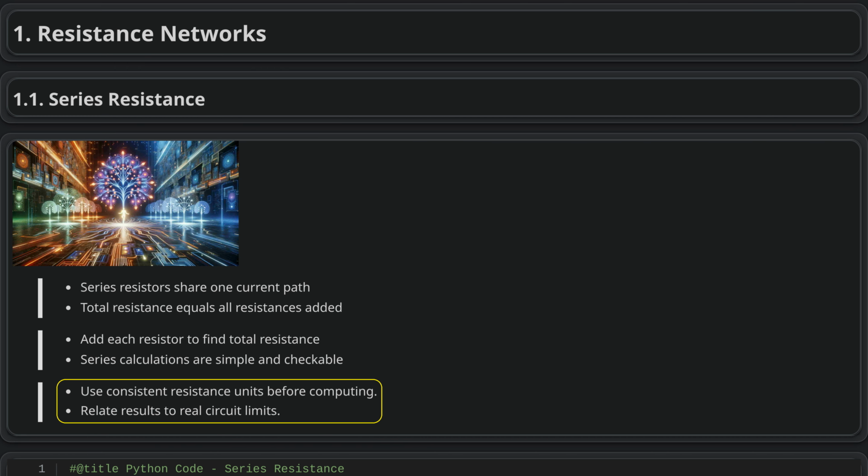Always keep resistance values in consistent units, such as ohms or kiloohms, and use a Python function to make inputs clear. In practical circuits, adding resistance can reduce power use in battery devices, but it can also limit the current available to components. Understanding these trade-offs makes resistance calculations useful beyond the numbers.